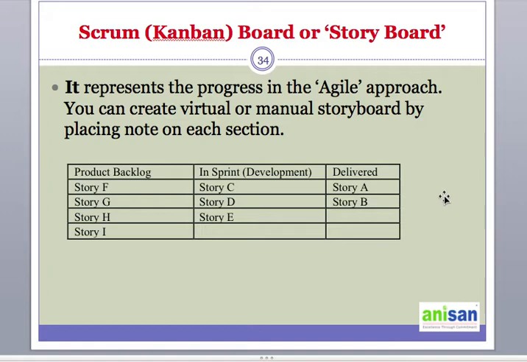So hypothetically, A and B were part of the product backlog earlier. They were picked up the first time and have been delivered. And the second lot, C, D and E, is picked up. And then you have some stories in the product backlog. You can also create. So this is basically about the sprint.